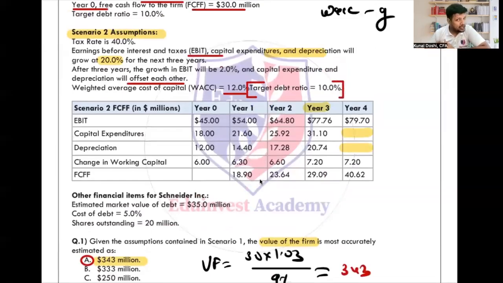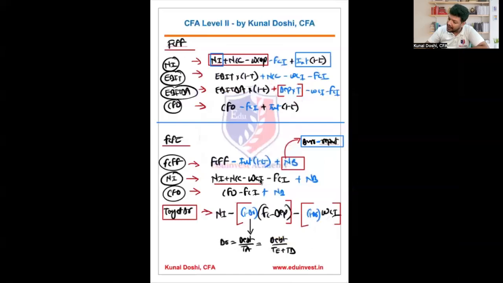When debt ratio is the case, we will apply which formula? The one with target debt ratio. But target debt ratio, is that the formula we require for valuing the firm? Is that the formula that we require for valuing the firm? Target debt ratio information is only needed when you are valuing equity. We don't require it for valuing the firm. So all this information is unnecessary. We don't need it.